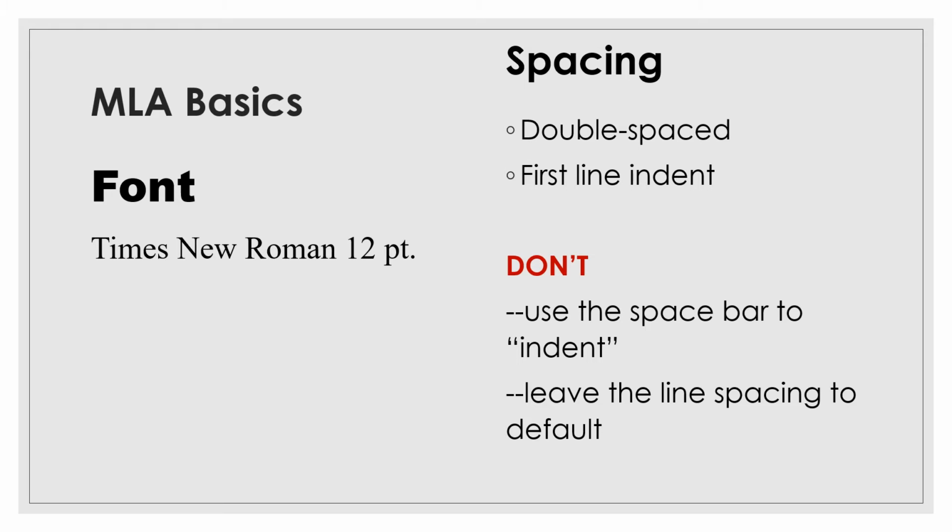First, font. MLA requires Times New Roman, 12 point. And spacing. They require double-spaced, first line indent. Now, you might be used to looking at a model and then trying to make your writing look like the model by doing different things, such as using the spacebar to indent, or just leaving the line spacing to default. These are all errors. If you are following a style guide, that means you are making specific changes to match the requirements. So let's see how to do that.